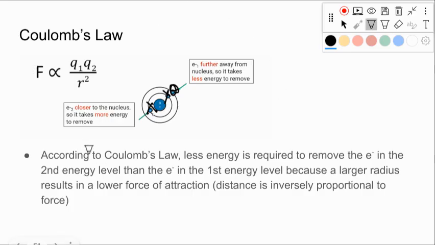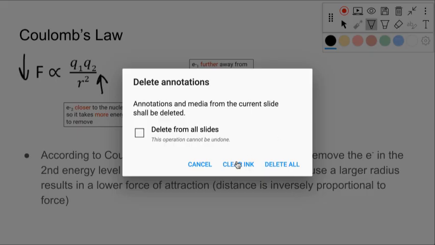Okay, so I can say it in this way. According to Coulomb's law, less energy is required to move the electron in the second energy level than the electron in the first energy level because the larger radius results in a lower force of attraction. Or I literally can take this equation and say if I increase this, I decrease that. I can use this math equation to represent what I mean, or I can write it out in sentences if we're really comfortable with describing ourselves in words.